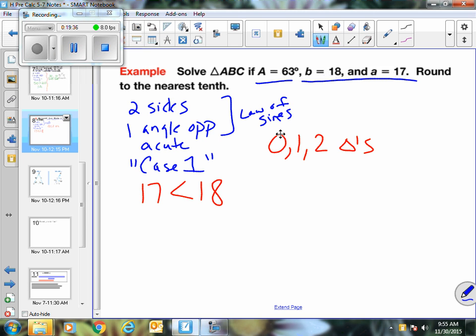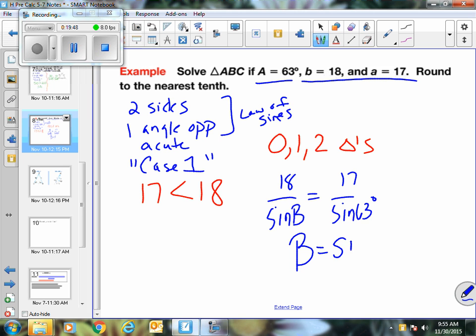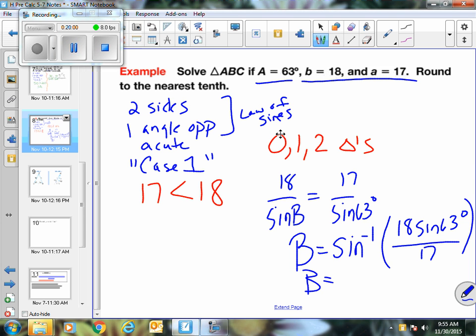All right, so we'll start with 18 is to the sine of angle B, as 17 is to the sine of 63. Cross multiply, divide, take the inverse. Go ahead, do that on your calculator. Pause the video here for a second. So inverse sine of 18 times the sine of 63 divided by 17. So go ahead, cross multiply, divide, take the inverse. Remember, you're solving for an angle, and see what you get. So pause and go ahead and try that.